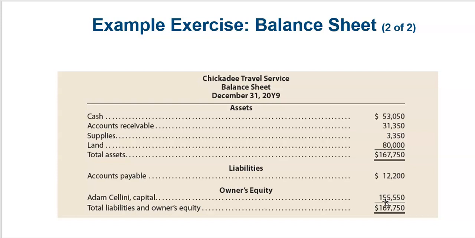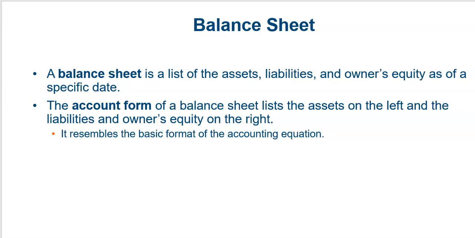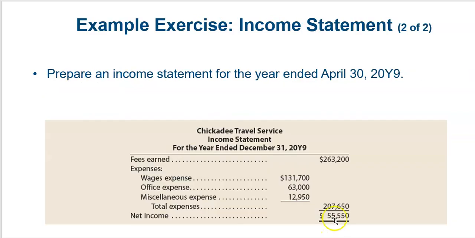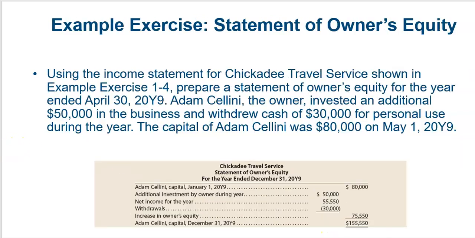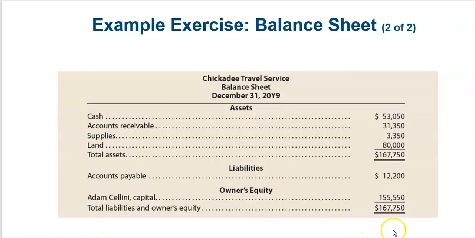We need net income from the income statement. I'm going to pop up there so you can see it. We need that number to show up on our statement of owner's equity right there. And then we need this number to flow to our balance sheet right there. That's why we have to do it in the order of I Eat Breadcrumbs.